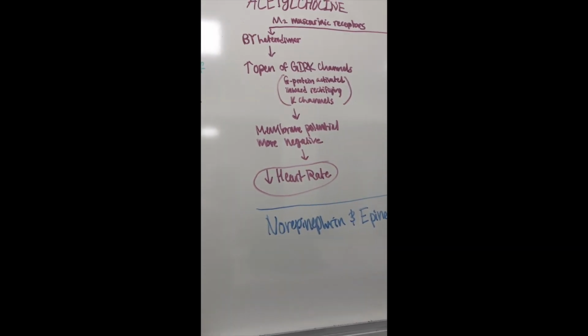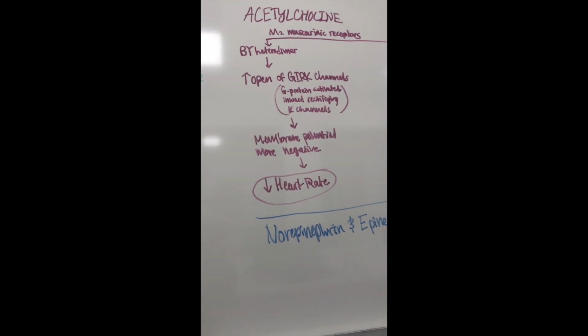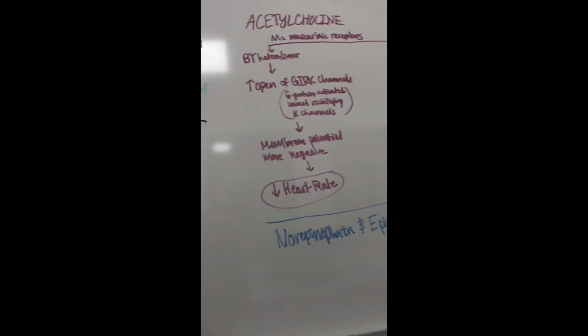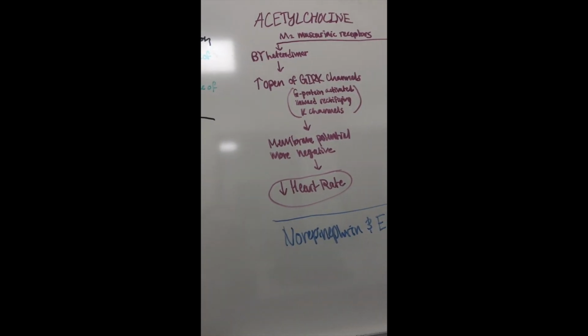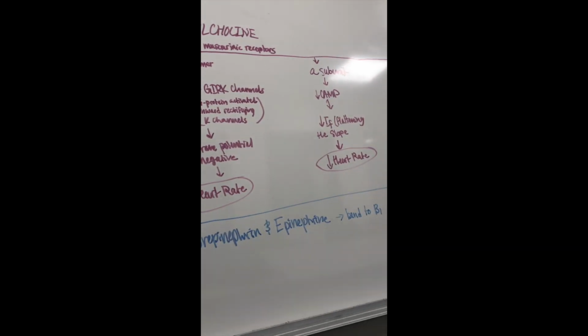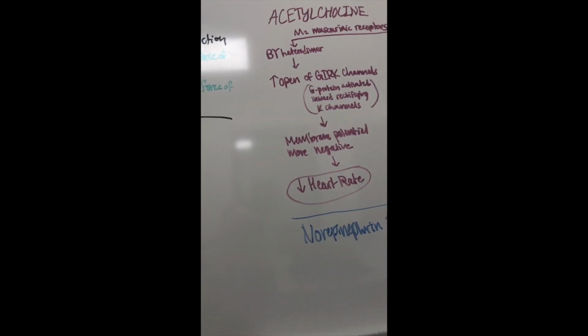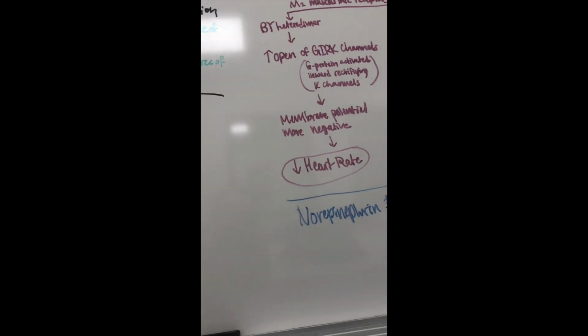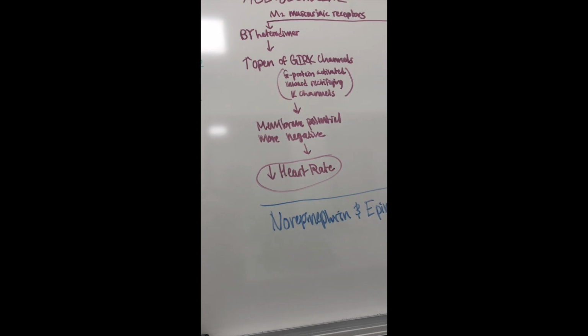And so then what they're called is G protein-activated inward rectifying potassium channels. So then they help the cell come back to equilibrium. Anyways, and then that causes membrane potential to be more negative, and this decreases the heart rate.